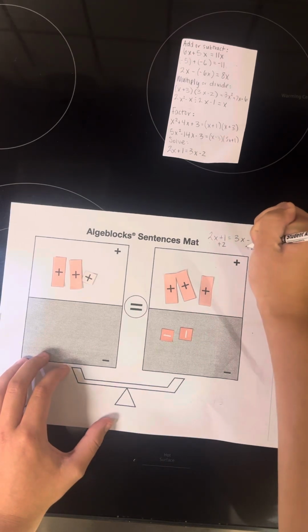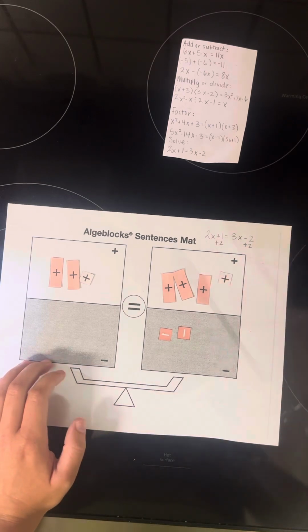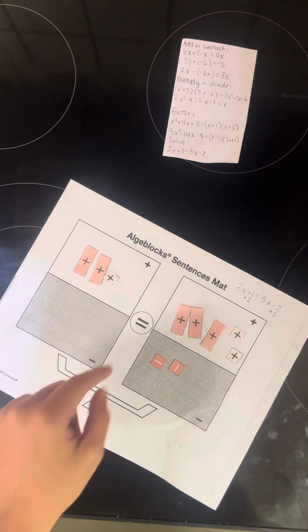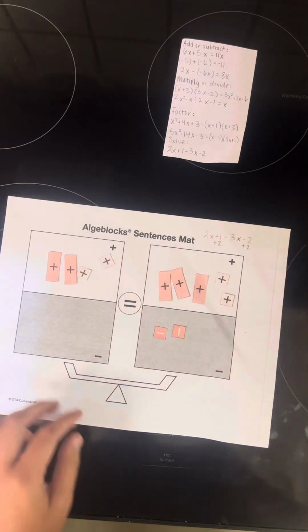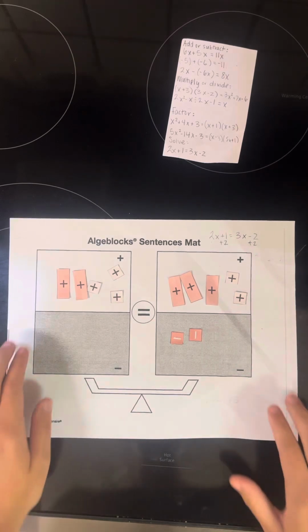All right, so let's add 2 here. 1, 2. Oh, now that's heavier than the other side. So we have to make sure we do it on the other side too, right? So we have 1, 2 over here. And now we're back to equal.